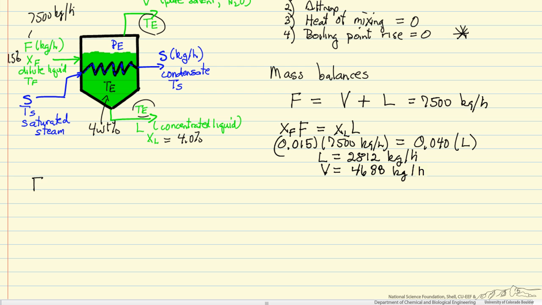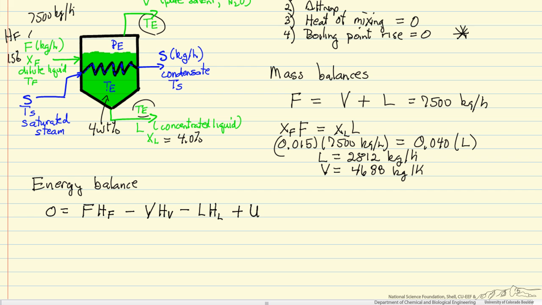Now that we have the mass balances, the next step is to do an energy balance on the stream that we're evaporating. Apply the first law, steady state system, a flow system. There's no accumulation. The energy coming in is the mass flow rate times the enthalpy per kilogram entering the system. And then the energy leaving is the mass flow rate of the vapor times the enthalpy of the vapor per kilogram minus the mass flow rate of the liquid times the enthalpy of the liquid per kilogram.